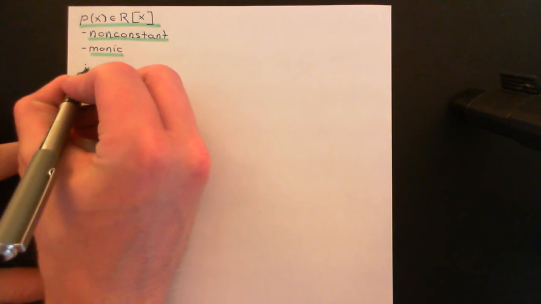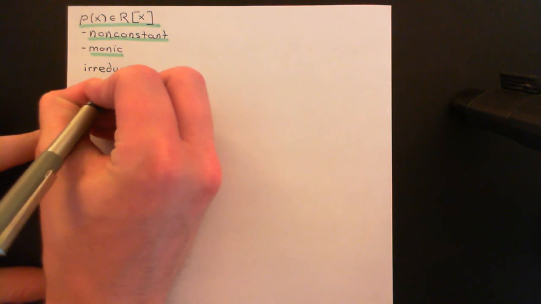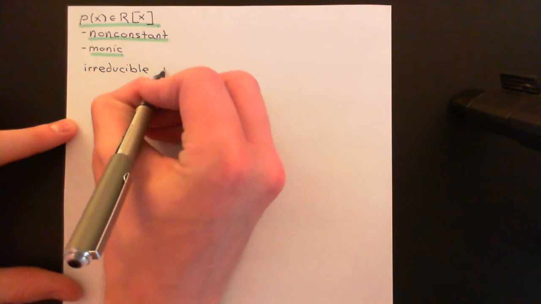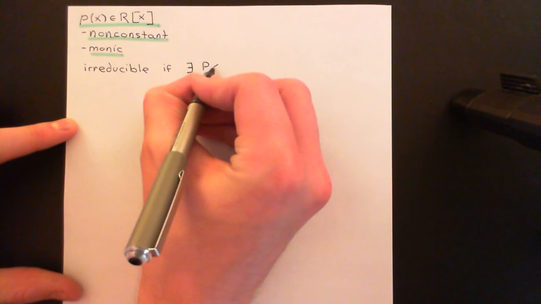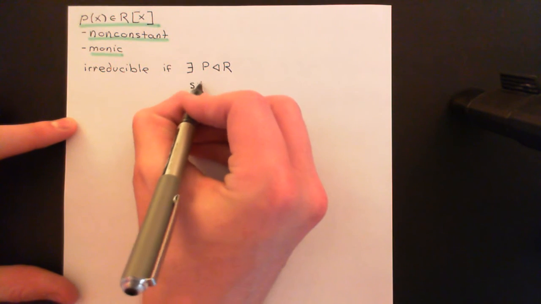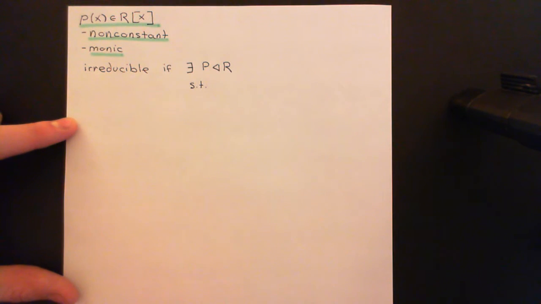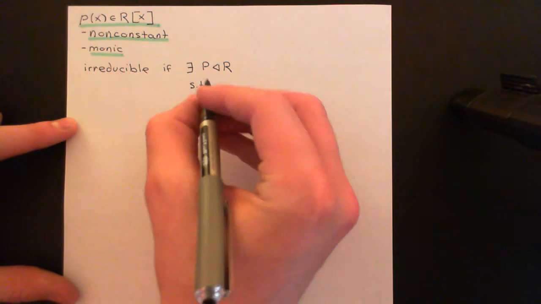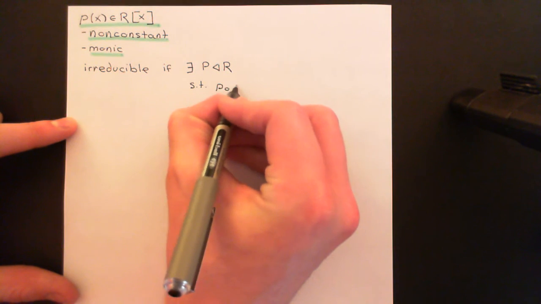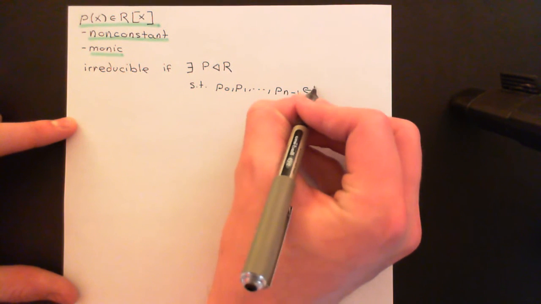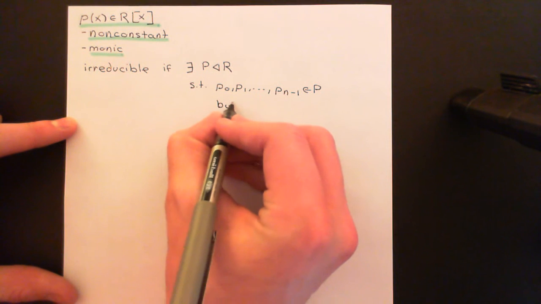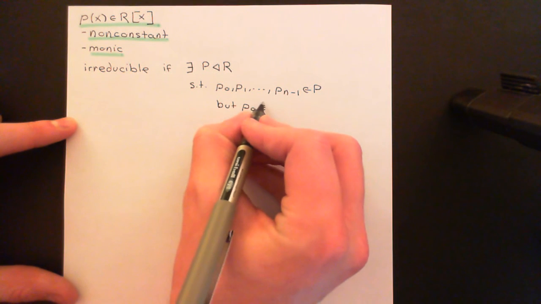Eisenstein's criterion says that this polynomial will be irreducible if there exists some prime ideal P of your coefficient ring, the integral domain capital R, such that all of the coefficients of the polynomial p of x, apart from the leading coefficient, are elements of that prime ideal. So p0, p1, all the way up to pn minus 1 are elements of that prime ideal. However, the constant coefficient p0 is not, and this is where I made the mistake previously.